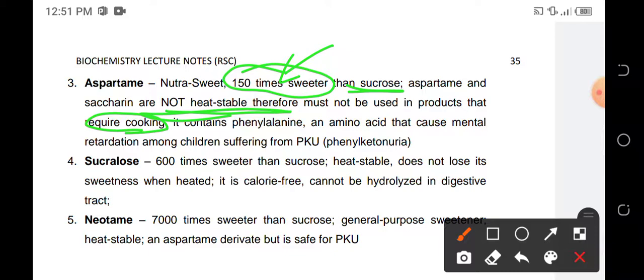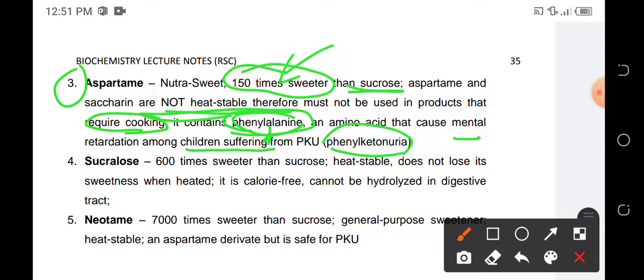Also, aspartame contains phenylalanine. So, this is an amino acid that causes mental retardation in children suffering from phenylketonuria or PKU. Kaya yung mga products na merong aspartame, nagwa-warning sila na this contains aspartame para malaman ng consumer that it contains phenylalanine.